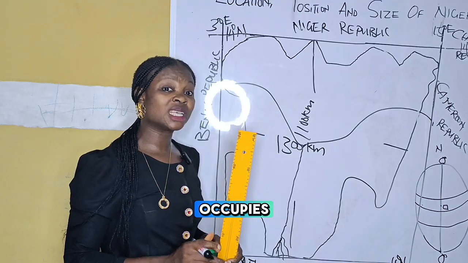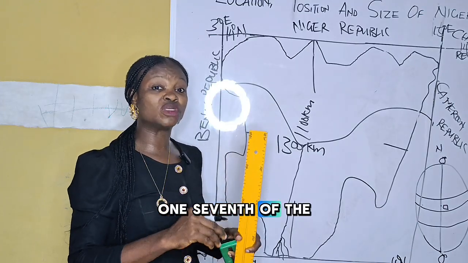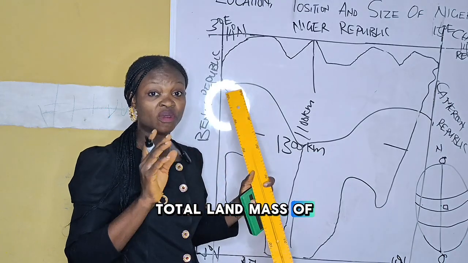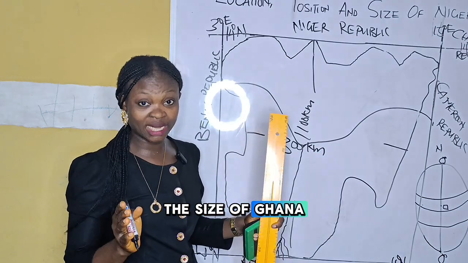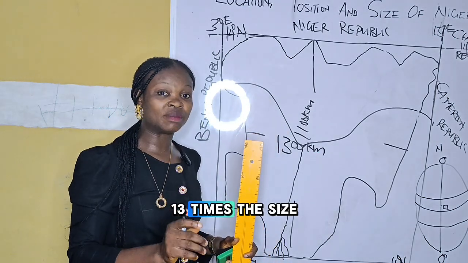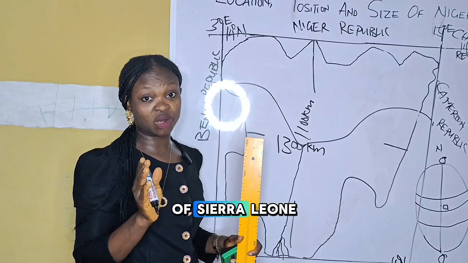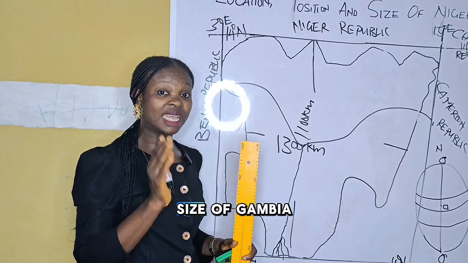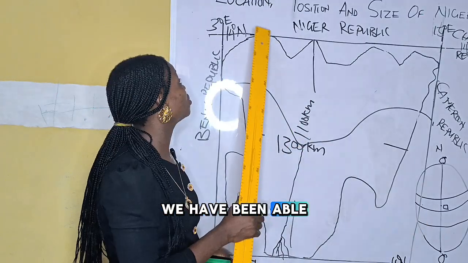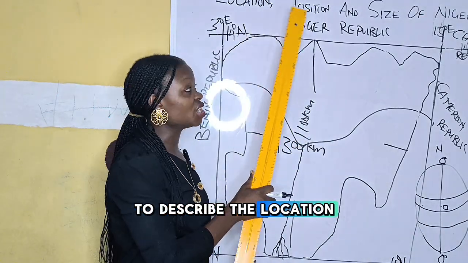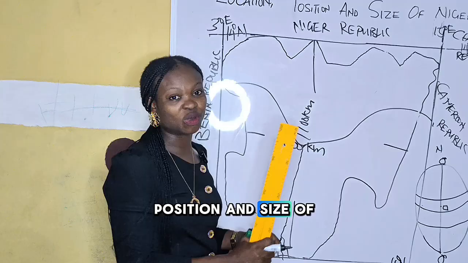It occupies 1/7 of the total land mass of West Africa. It is 4 times the size of Ghana, 13 times the size of Sierra Leone, and 8 times the size of Gambia. For this lesson, we have been able to describe the location, position, and size of Nigeria.